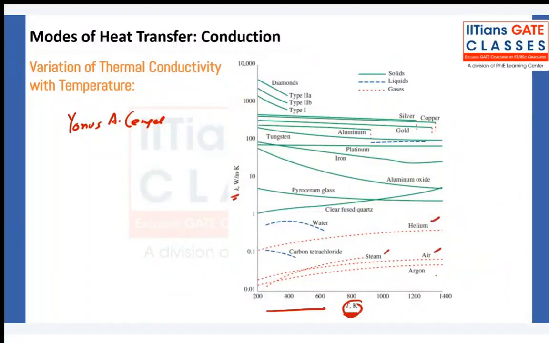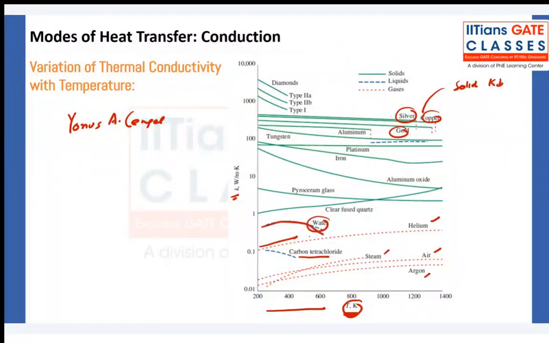It is going up, right? But in solids, silver, copper, gold, it is coming down. So in solids, K is decreasing as you are increasing the temperature. Also, you can see carbon tetrachloride, these are liquids, and even water. So water is first increasing and then decreasing.